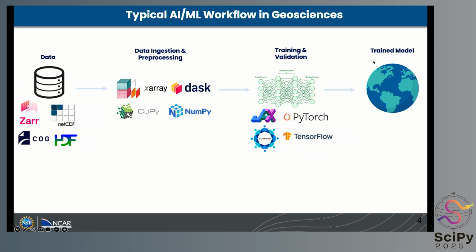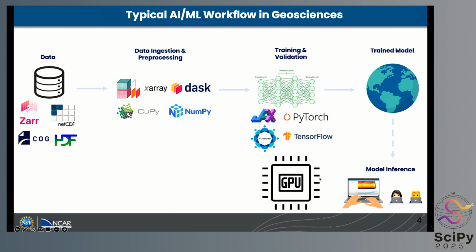And then all of this results in a trained model. And then the next step, folks use the trained model to run inference and interact with the model in inference mode. As it turns out, GPUs are really good at matrix multiplications, and the AI training part and the inference part happen on the GPUs. And these models are essentially diffusion models, UNets, and those types of models that are becoming very, very popular these days in the geosciences fields.